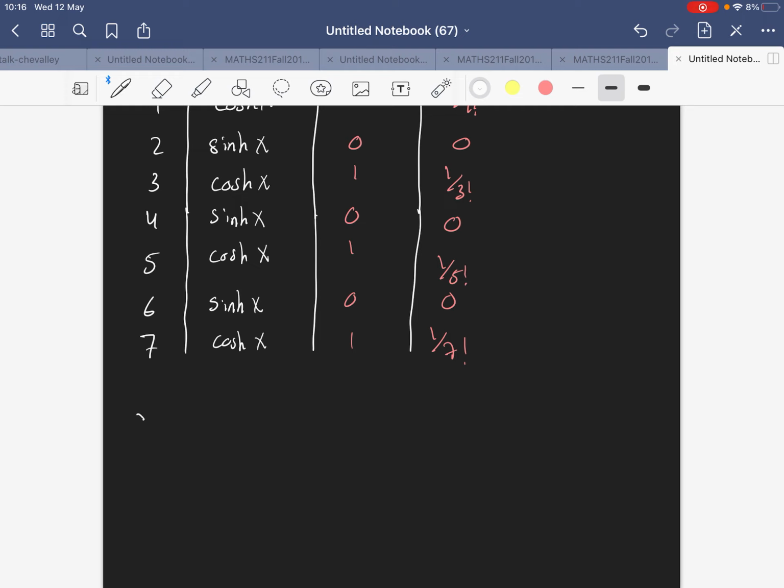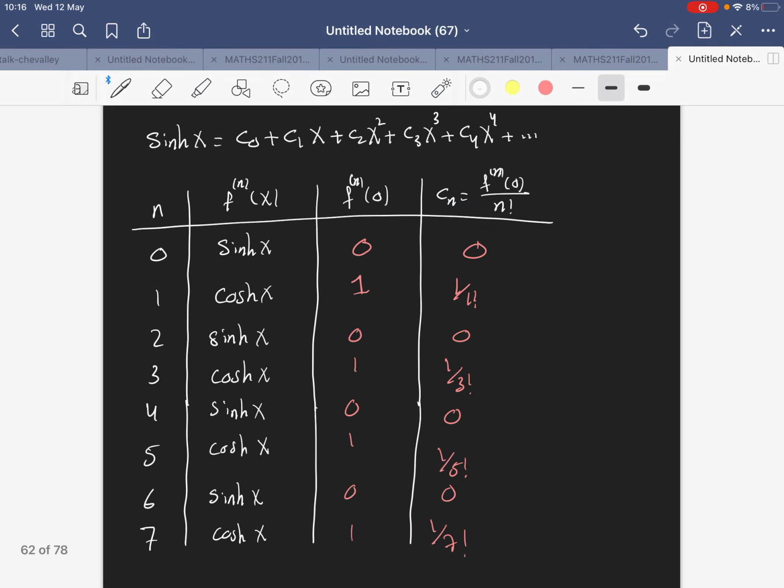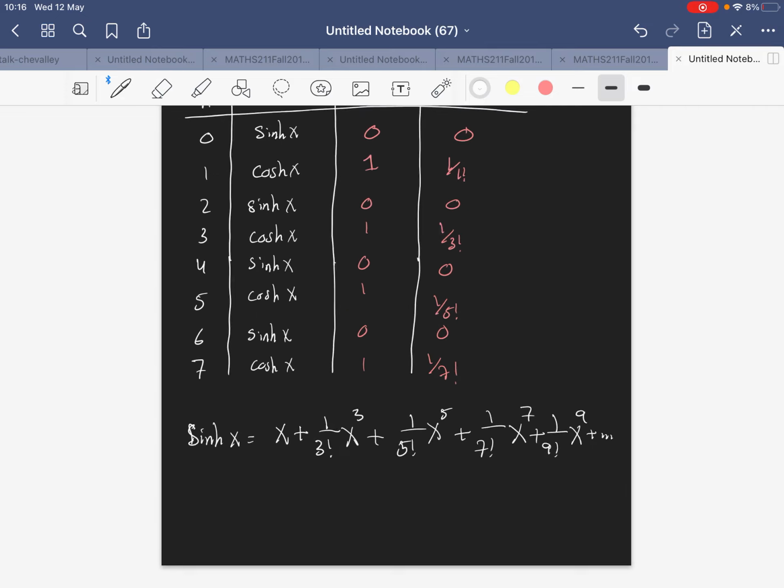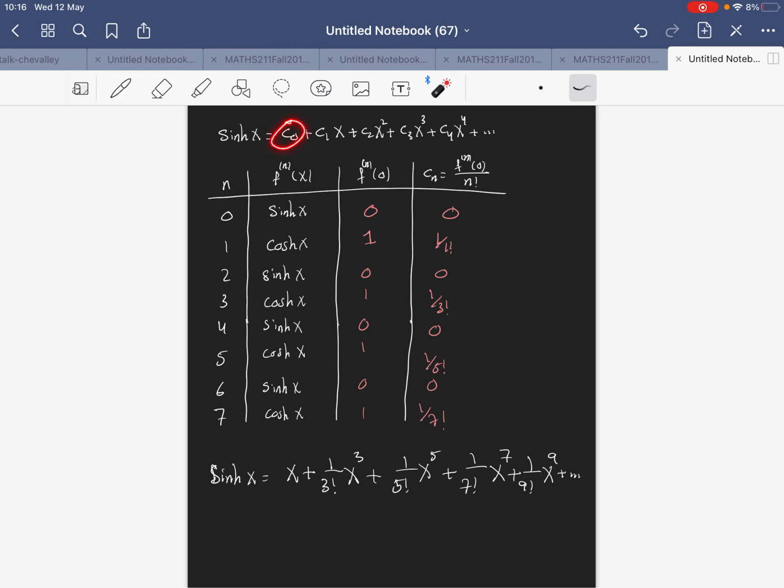So what is sinh of x? If the power is even, it will go away. So we only have x plus 1 over 3 factorial x^3 plus 1 over 5 factorial x^5 plus 1 over 7 factorial x^7, 1 over 9 factorial x^9, and so on. How do I get this one? I just substitute in the formula. C0 is gone, C2 is gone, C4 is gone. C1 is 1, C3 is 1 over 3 factorial, C5 is 1 over 5 factorial, C7 is 1 over 7 factorial.